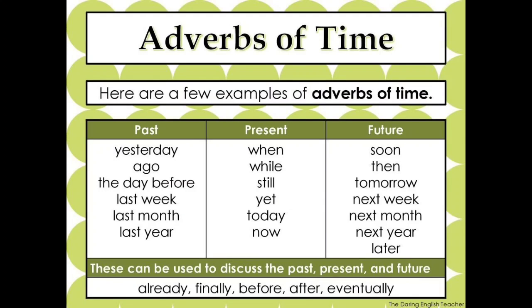So these are the words that we can use to mention the past action. For present action, when, while, still, yet, today, now are the words that show the present action. Then for future: soon, then, tomorrow, next week, next month, next year, later. These are the words that show the future action for the adverb of time, children. So these can be used to discuss the past, present and future tenses.